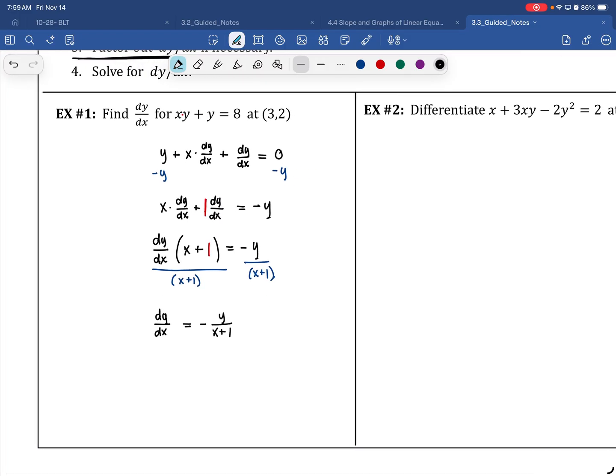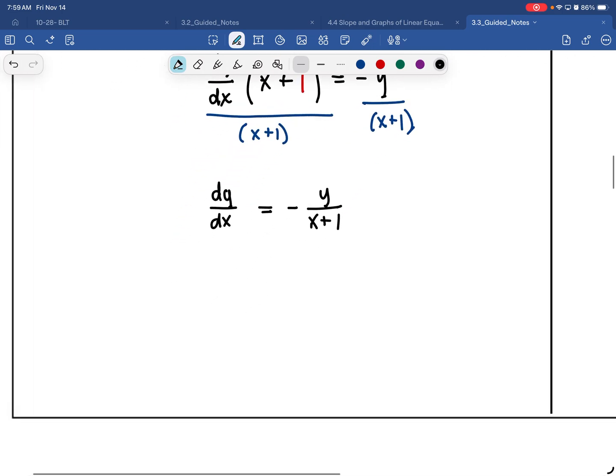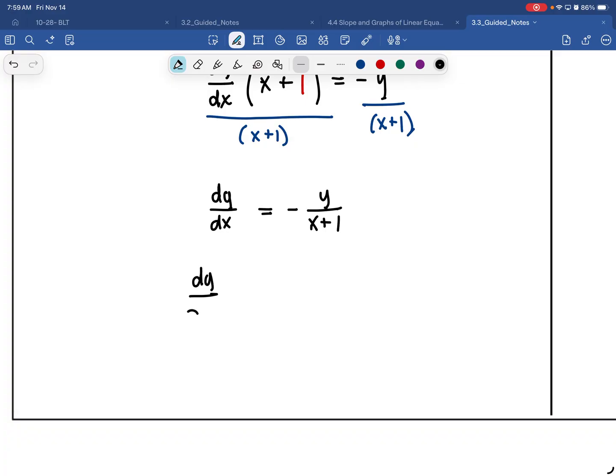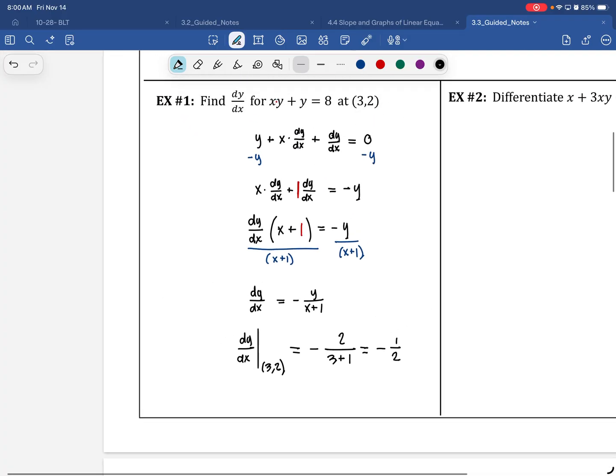Let me finish answering the question, which is find dy dx at (3, 2). The way you may see this written: take dy dx and evaluate it at the point where x is 3 and y is 2. That'd be 2 over 4, which is -1/2. If you see that line after a variable, it just means you're about to do an evaluation. Don't let that miss you. That's really not too bad.